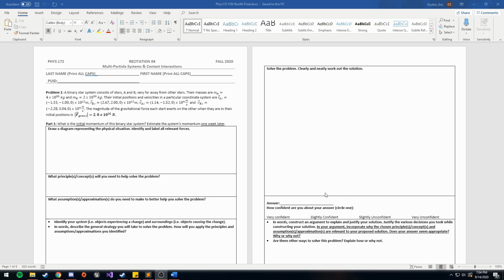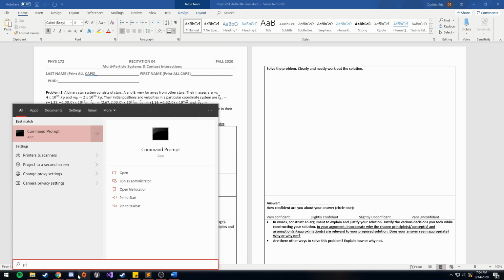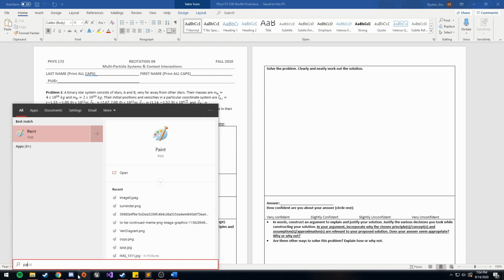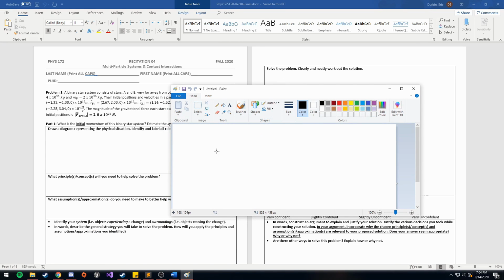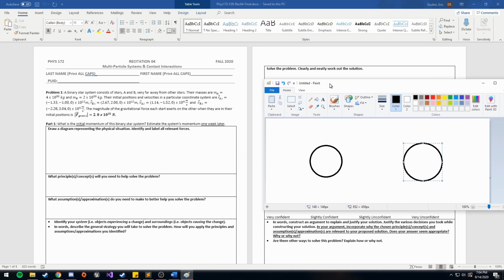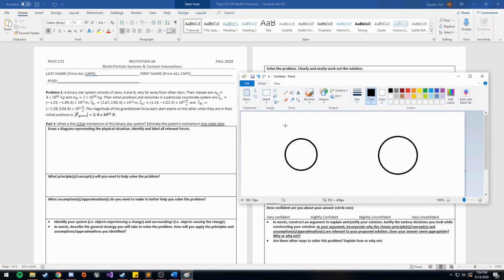Well, I guess first we can do a free body diagram. Paint. Hello, paint. 2 stars. 2 circles. Oh, so we don't even need to calculate the gravitational thing, because it gives it to us. Yeah. That's nice.